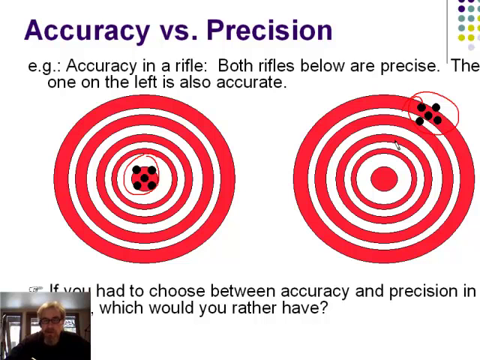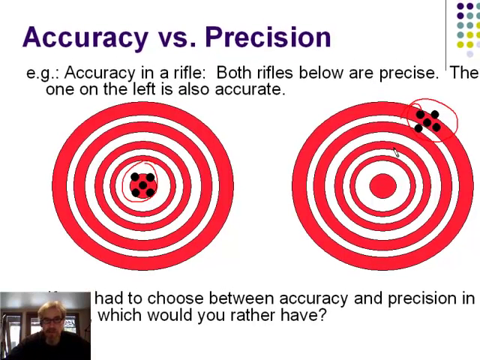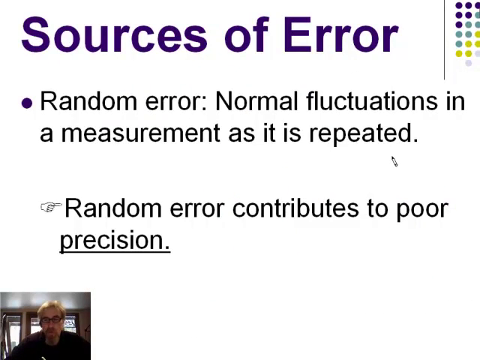Well, the idea of accuracy and precision comes into this next discussion. Sources of error. Where do the errors come from in our measurement? There are two main sources of error. One is called random error. Random error is just normal everyday fluctuations in the measurement as you take that measurement over and over and over again. Random error contributes to poor precision.